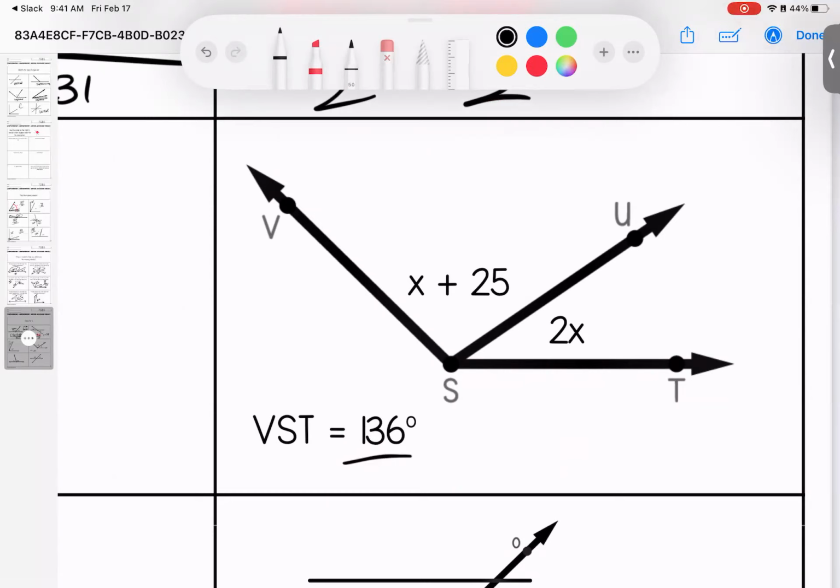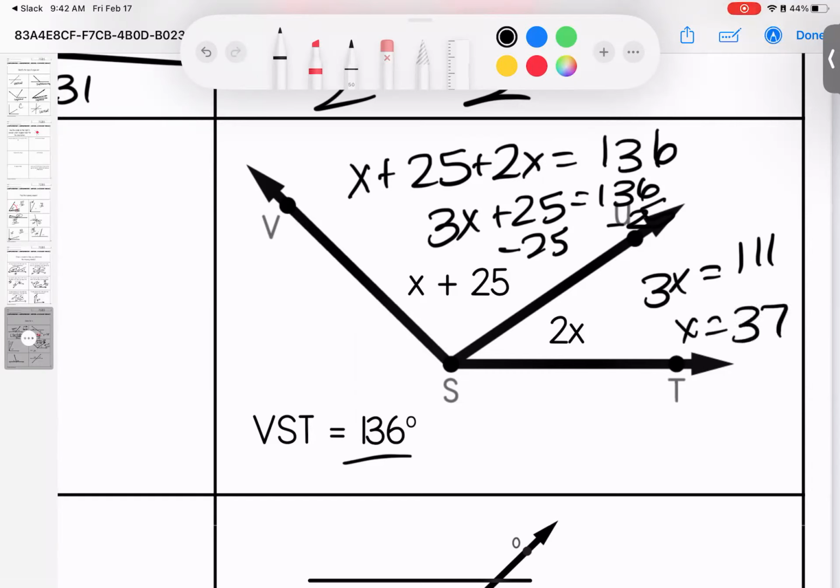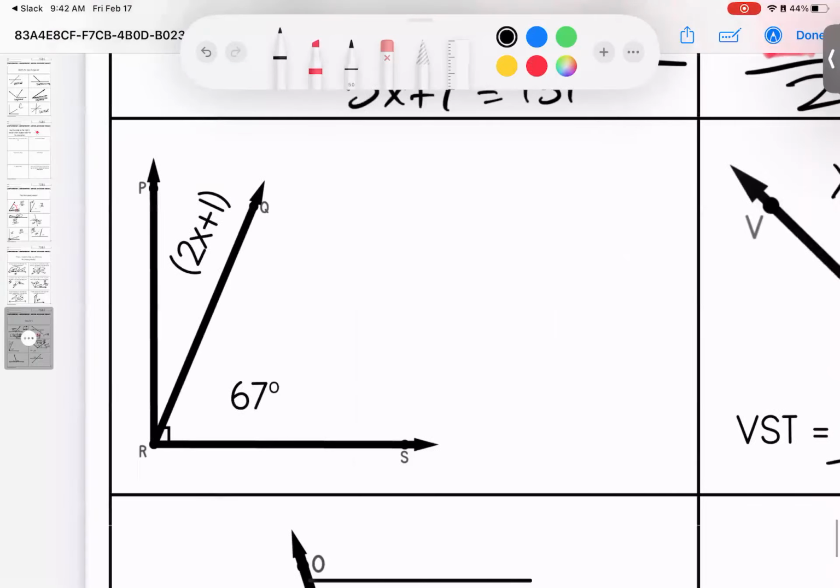So I have a lot going on here, and I'm trying to solve for x. So I know that x plus 25 plus 2x is going to equal 136 degrees. I'm going to combine my like terms. I have 3x plus 25 equals 136. Subtract 25 from both sides. When I do that, 136 minus 25 leaves me with 3x is equal to 111. When I divide by 3, I get x is equal to 37.